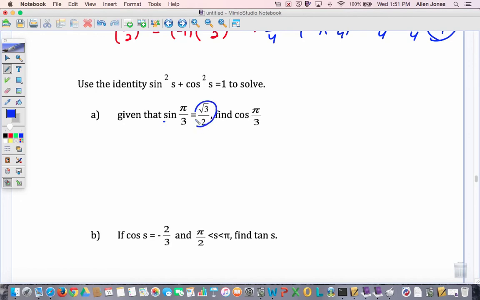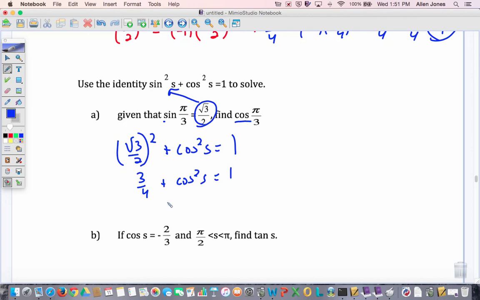A little algebra involved in these next two. Sine squared plus cosine squared equals 1, to solve, given the fact that sine equals square root of 3 over 2. So we're going to take this value and plug it in here and pretend that we didn't have our unit circle in front of us. We had to find cosine of pi over 3. So we have square root of 3 over 2 squared plus cosine squared equals 1. Square root of 3 over 2 squared is 3/4 plus cosine squared equals 1. I'll subtract 3/4 from both sides. So now cosine squared s equals 1/4.